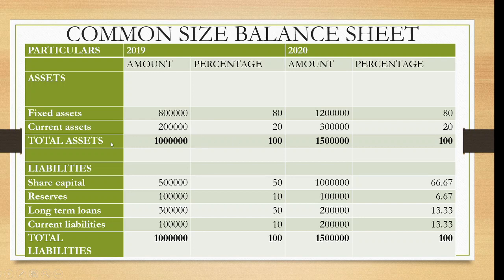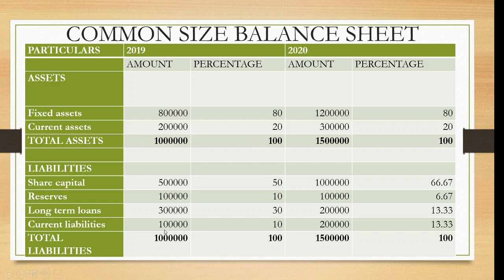So if total assets is 100, what is the percentage of fixed assets? So we have to find it out. 8 lakhs divided by 10 lakhs into 100, that is 80%. Current assets, 2 lakh divided by 10 lakh into 100, that is 20%. So the total assets is taken as 100. The other items in the balance sheet, that is the fixed assets as well as the current assets, are taken as a percentage of the total assets.